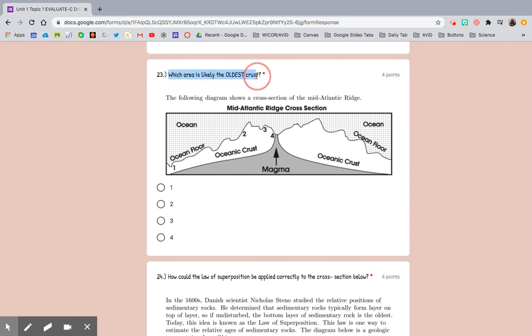23, which area is likely the oldest crust? So I'm looking at the mid-Atlantic ridge, and I'm noticing that magma is coming up through the center, and then it's spreading. So which one is going to be the oldest crust?